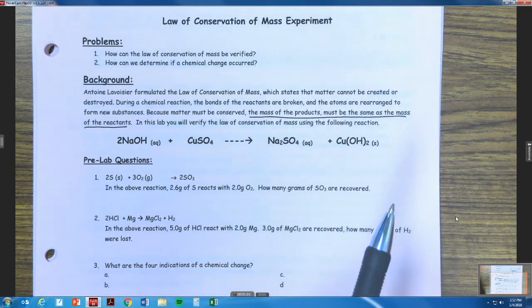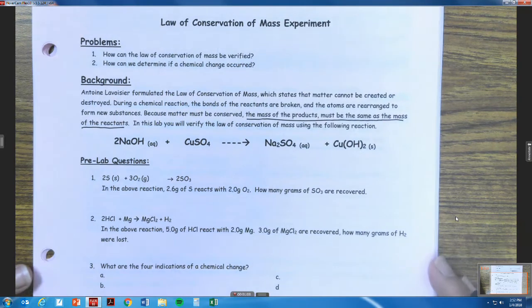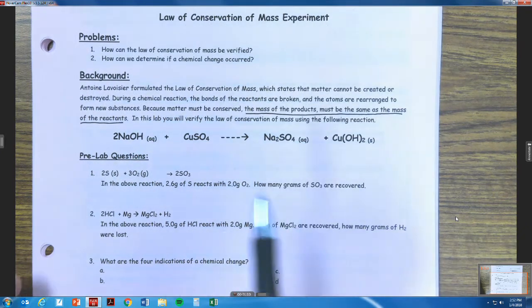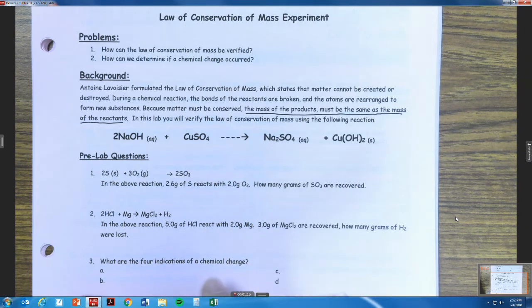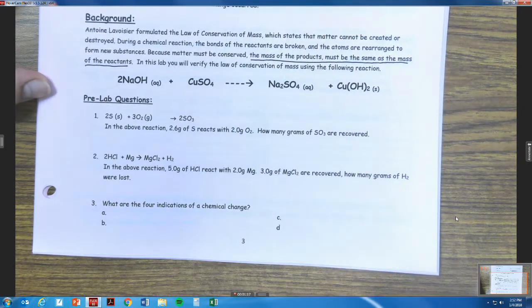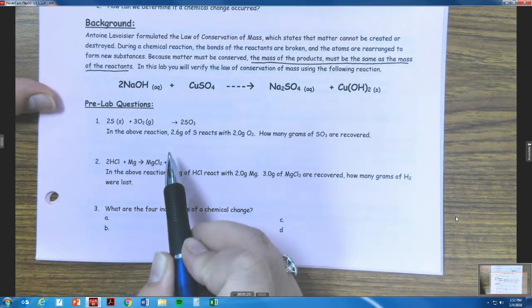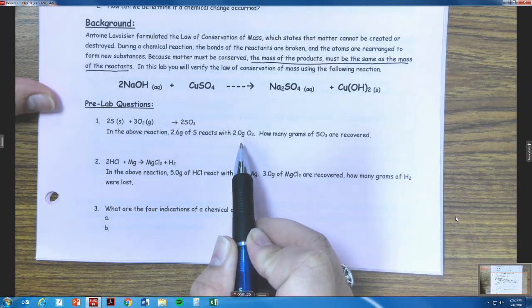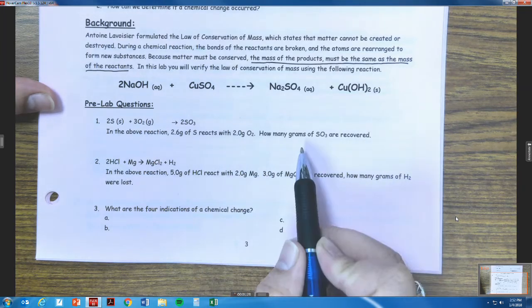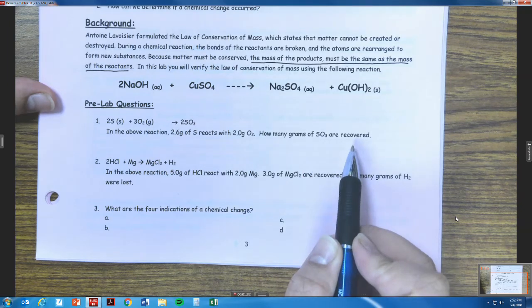Okay, so in this lab you will verify the law of conservation of mass using the following reaction. Well, we can ignore that part because we actually used a different equation for our lab. Okay, so let's just go ahead and take a look at our pre-lab questions then. Okay, so in the above reaction, 2.6 grams of sulfur reacts with 2.0 grams of oxygen. How many grams of sulfur trioxide are recovered?